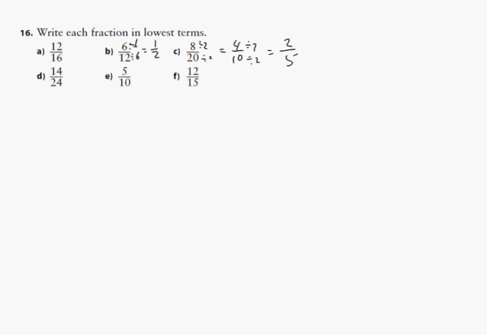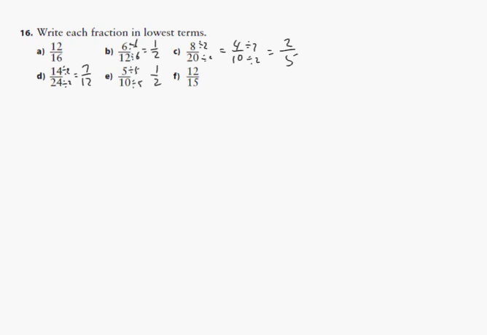14 and 24, I don't want to think too hard, but I know that 2 is a factor. That gets me 7/12. 7 is a prime number. It only has 1 and 7 as factors, and 12 doesn't have 7 as a factor, so that is lowest terms. 5 and 10 share 5 as a common factor, leaving you with 1/2 in lowest terms.